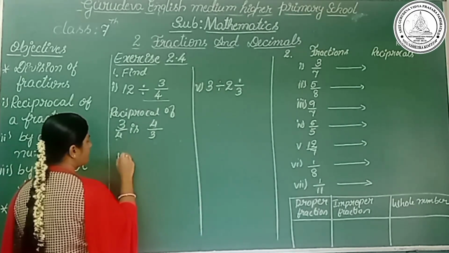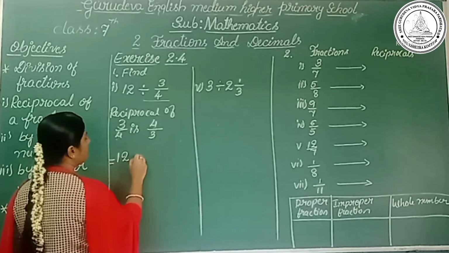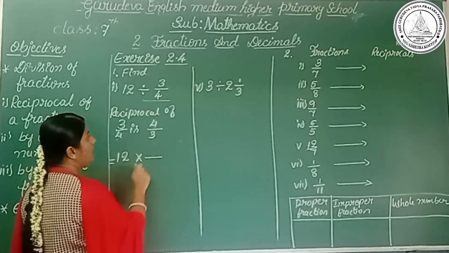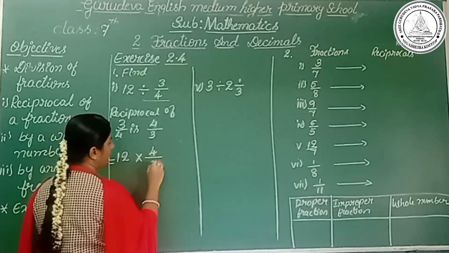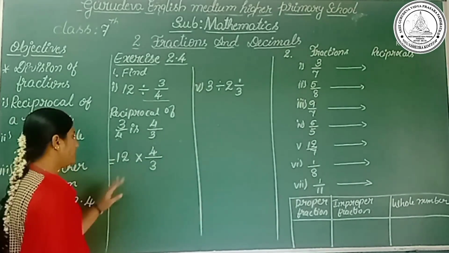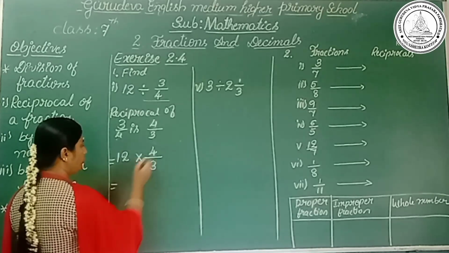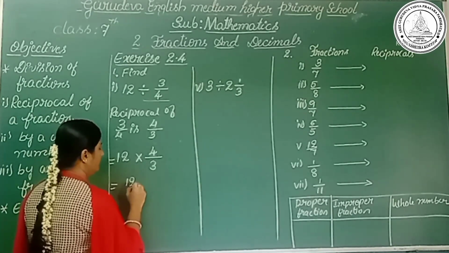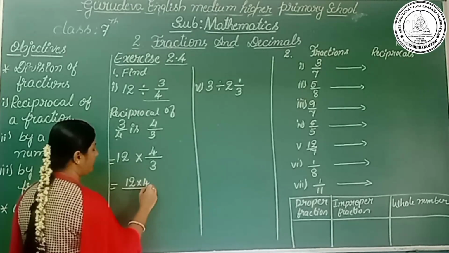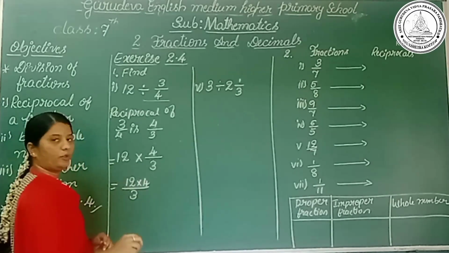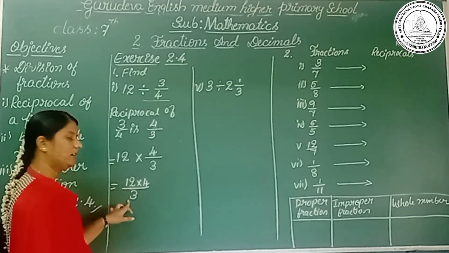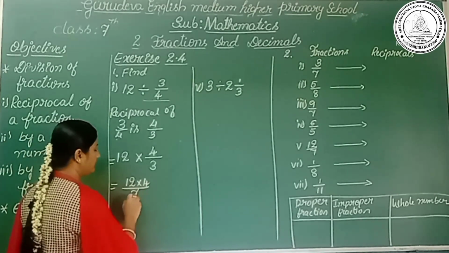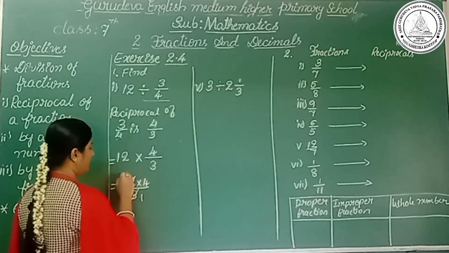After taking the reciprocal, we get 12, and the division sign changes into a multiplication sign, 4 by 3. Now multiply the whole number with the numerator and write the denominator as it is: 12 into 4 divided by 3. You may observe here 12 and 3 are multiples of 3, so you may cancel. 3 ones are 3, 3 fours are 12.